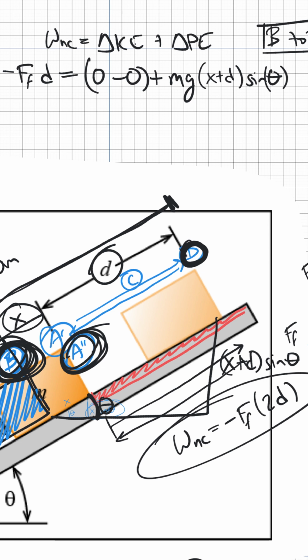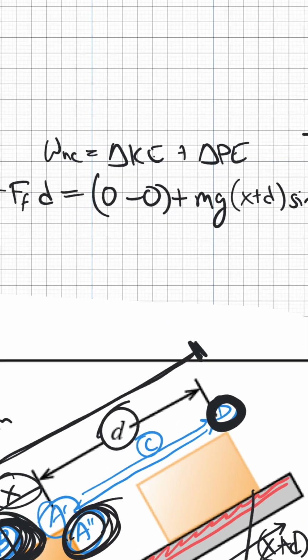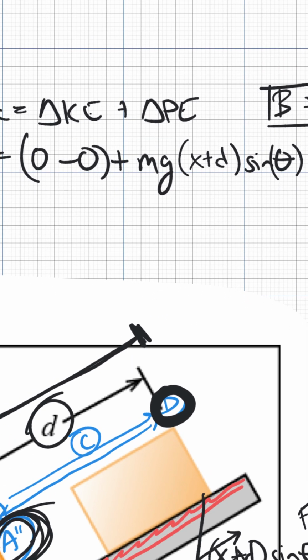Okay, and then we've got to deal with the spring. So plus the spring. At D, its final position has no spring potential energy, minus the spring potential energy at B, 1/2 kx squared. All right, so let's do some algebra on this sucker.